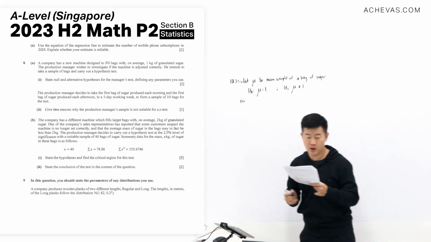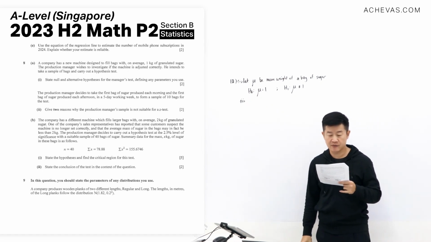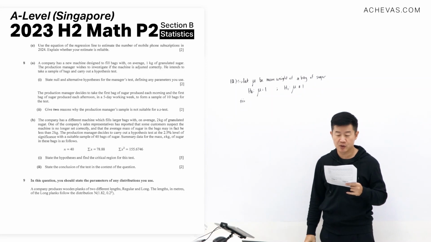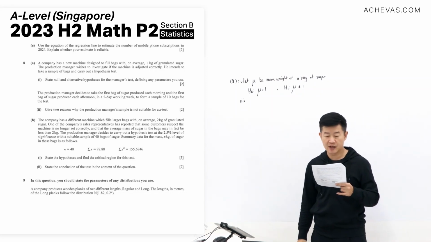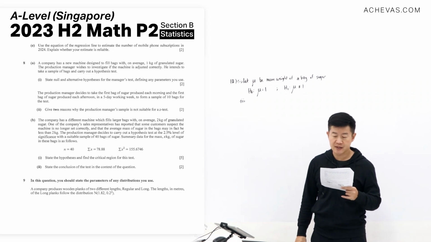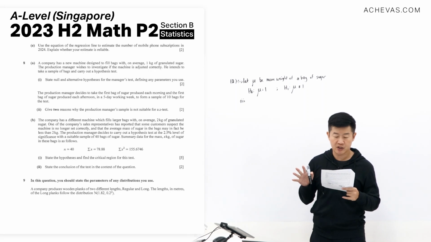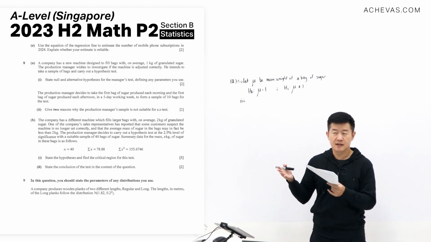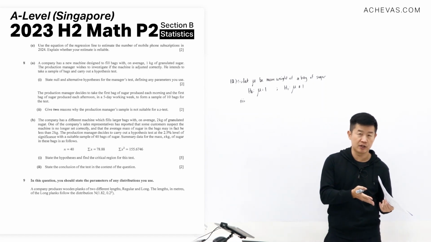In part 2 of the question, it is given that the production manager decides to take the first bag of sugar produced each morning and the first bag of sugar produced each afternoon in a 5-day working week to form a sample of 10 bags. We want to give 2 reasons why this sample is not suitable for a z-test. A z-test requires the test statistic to follow a normal distribution.